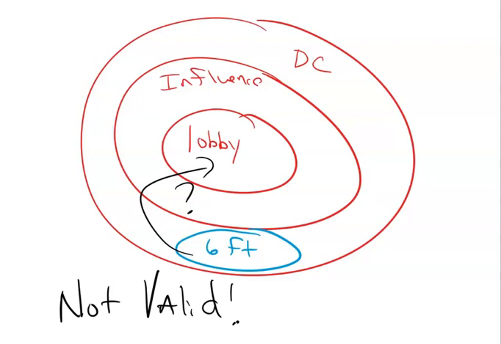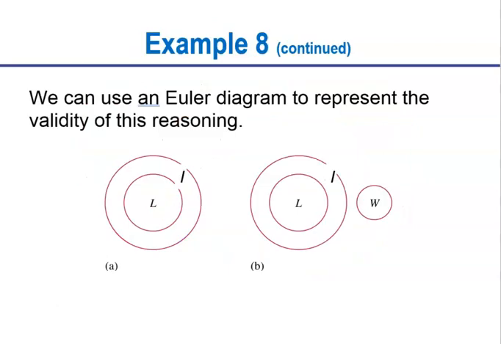Okay. Now, I'll tell you, the book did it a different way, and I'm going to show it to you, and I'm not a fan, but I'm going to show it to you anyway. Okay, so here we go. It says we can use Euler diagram to represent the validity of the reasoning. Now, here's their reasoning. All right, they're saying that the L is the lobby, and the I is the influence.